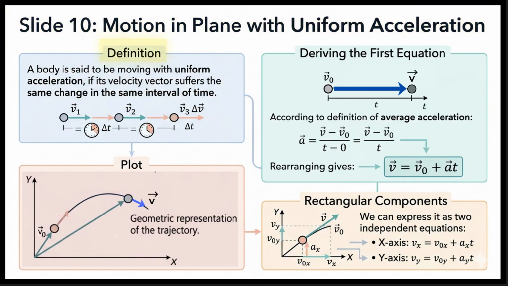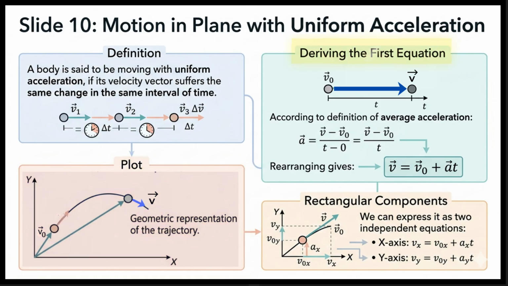Uniform acceleration means the velocity vector changes by the same amount in every equal time interval. The first diagram shows velocity vectors v1, v2, and v3, equally spaced in time, with equal changes between them. The trajectory diagram shows how this constant push produces a curved path.